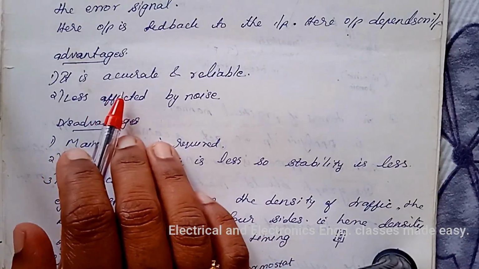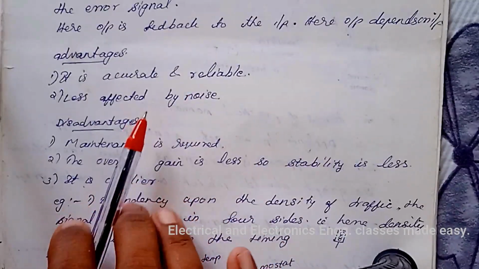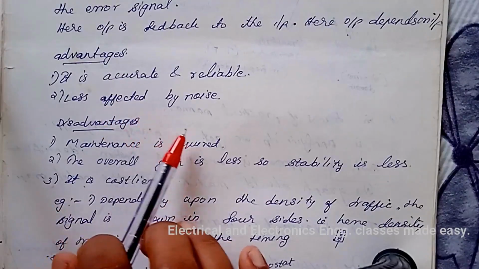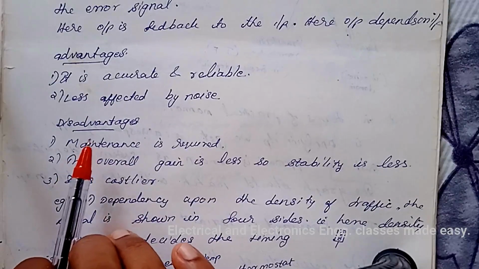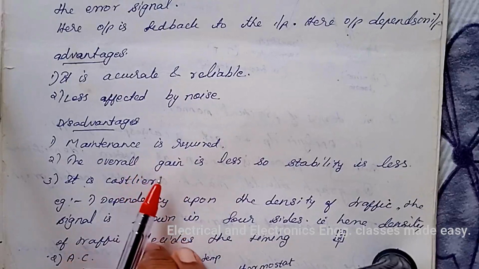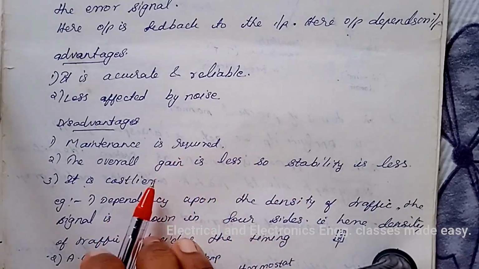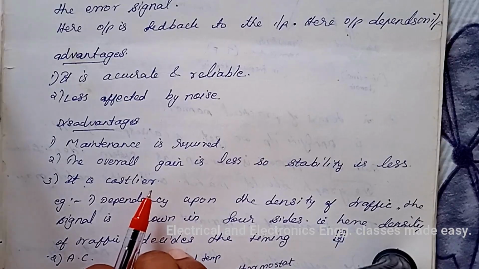The advantages of closed loop system are it is accurate and reliable, and it is less affected by noise. The disadvantages are maintenance is required, the overall gain is less, so stability is less, and it is costlier.